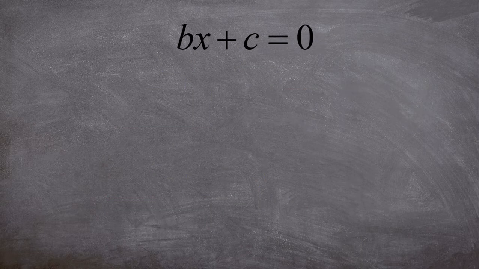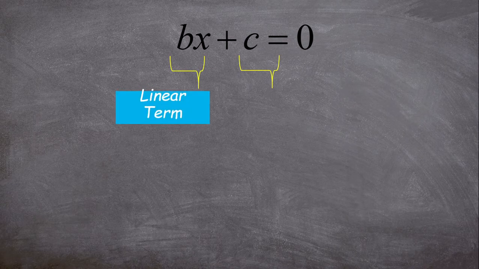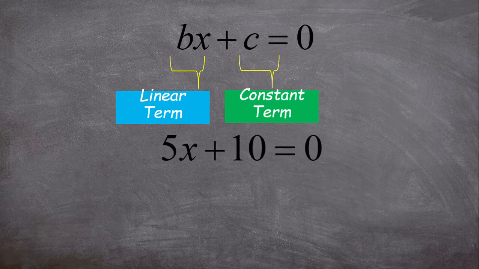So how about if the quadratic term is missing? So we have bx plus c equals 0. So bx is the linear term, and c is a constant term. We don't have the quadratic term here. For example, 5x plus 10 equals 0.